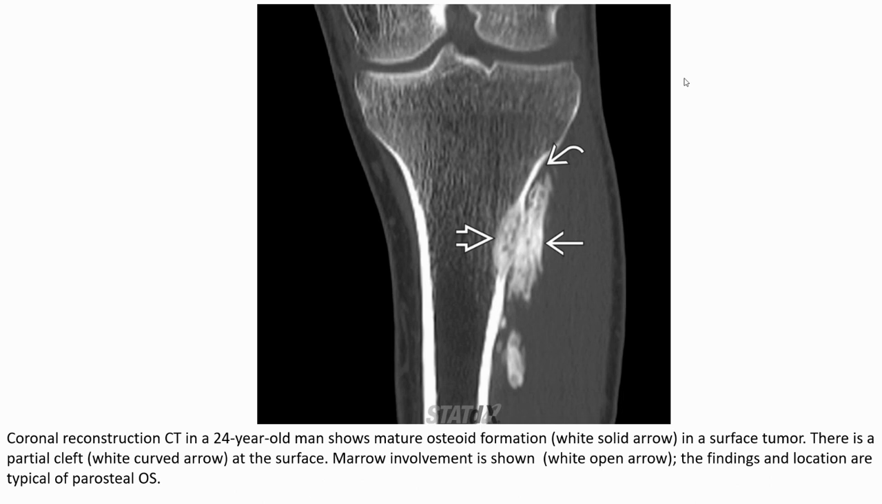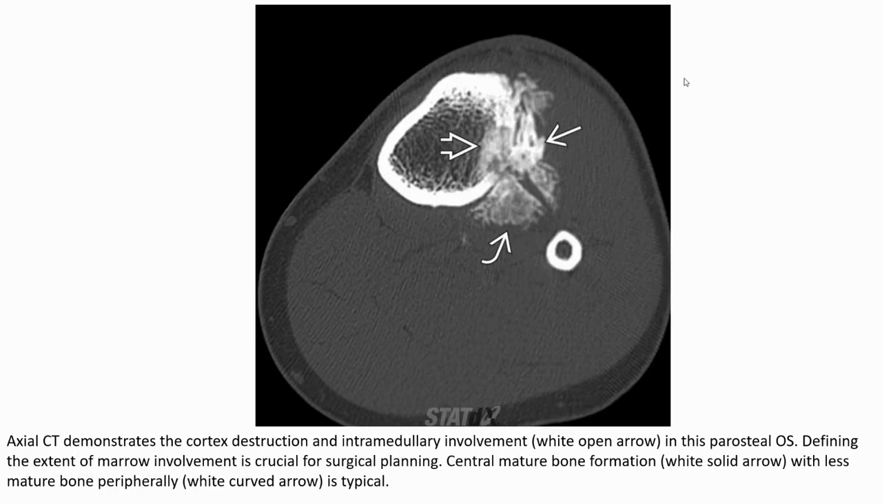Volume reconstruction CT in a 24-year-old man shows major osteoid formation in the surface bone. There is a partial cleft at the surface. Marrow involvement is shown. The findings and location are typical of parosteal osteosarcoma. Axial CT demonstrates cortex destruction and intramedullary involvement in this parosteal osteosarcoma. The extent of marrow involvement is crucial for surgical planning.